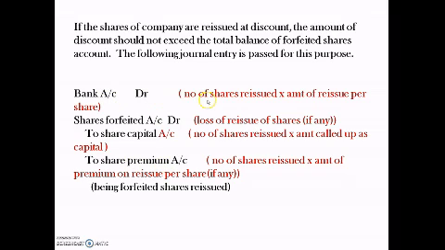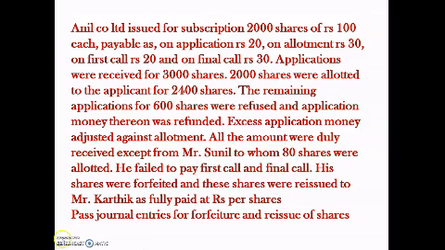In bank account debit, we have to take the number of shares reissued multiplied by the reissue price per share. Next, shares forfeited account debit. In this column, we take the amount of loss on reissue of shares, if any. To share capital account, in this column, we take the number of shares reissued multiplied by the amount called up as capital. Next, to share premium account, we take the number of shares reissued multiplied by the amount of premium on reissue per share, if any. Like this, we make the entry when forfeited shares are reissued. See the practical problem on this.